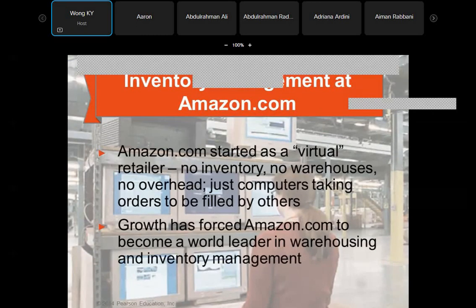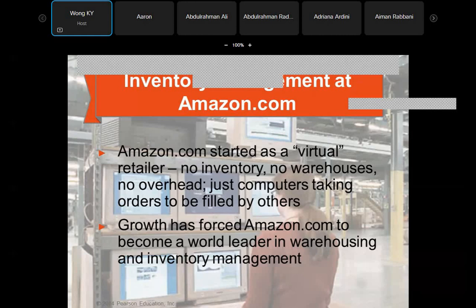In the textbook, there is a very interesting case discussing how Amazon has been very successful, and one of the reasons is because of their inventory management practices. I'm sure everyone knows Amazon. If you do not know Amazon, then maybe you're not living in the same world as we are. Right? Amazon is owned by Jeff Bezos.